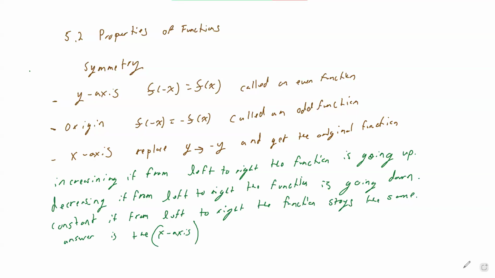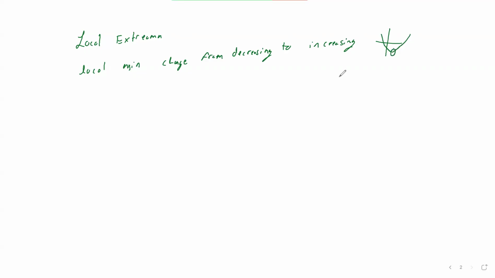All right, and then the next one is extrema. So we have local extrema. You have local min, and basically, it is when you change from decreasing to increasing. So something like this. If I have a graph that's going like this, I'm decreasing and then I'm increasing. So that right there would be a local min.